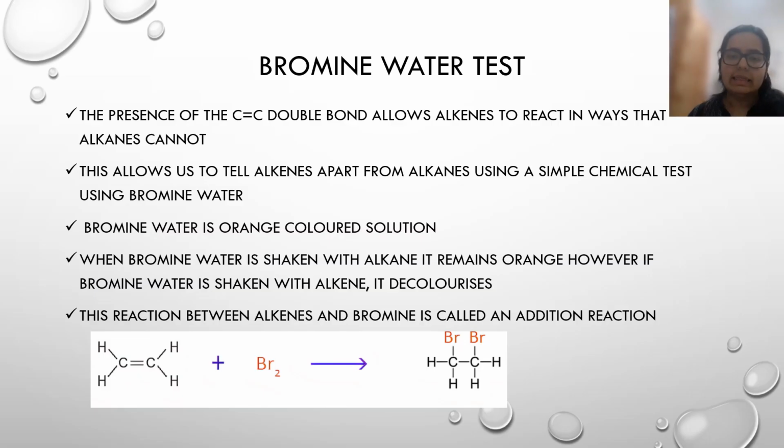Okay, and then the bromine water test. To differentiate between alkanes and alkenes, we use a bromine water test. Bromine water is an orange colored solution. When we shake it with an alkane, it will remain orange. However, if we shake it with an alkene, it will decolorize, and this reaction between alkenes and bromine is called an addition reaction. What happens in this reaction is that the double bond between the two carbons is broken, and each carbon forms a bond with bromine. As you can see, the double bond is broken in the product and there is a bromine attached to each of the carbons.